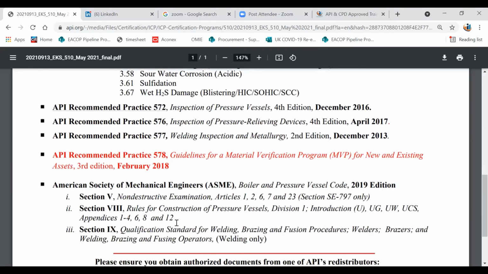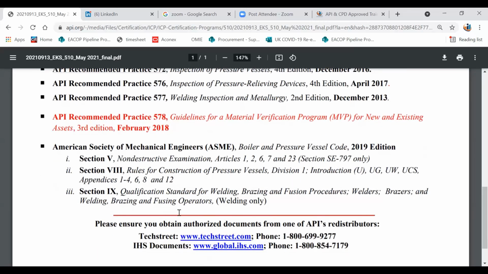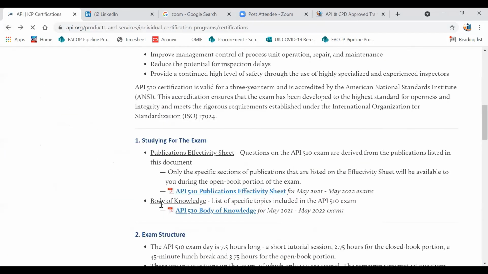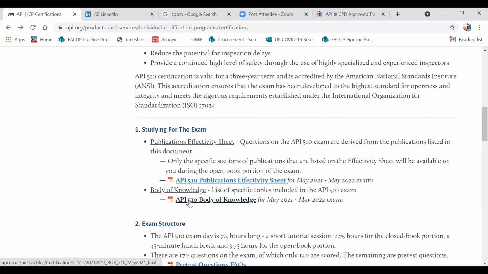And then there are three codes from ASME, the American Society of Mechanical Engineers. You should also study Section 5, which is about non-destructive examination; Section 8, which we talked about, rules for construction of pressure vessels; and Section 9, which is about welding. So this is all you have to study. I know it's a lot, and it also tells you which section you should go to. So this gives you a fair idea of what you should study.